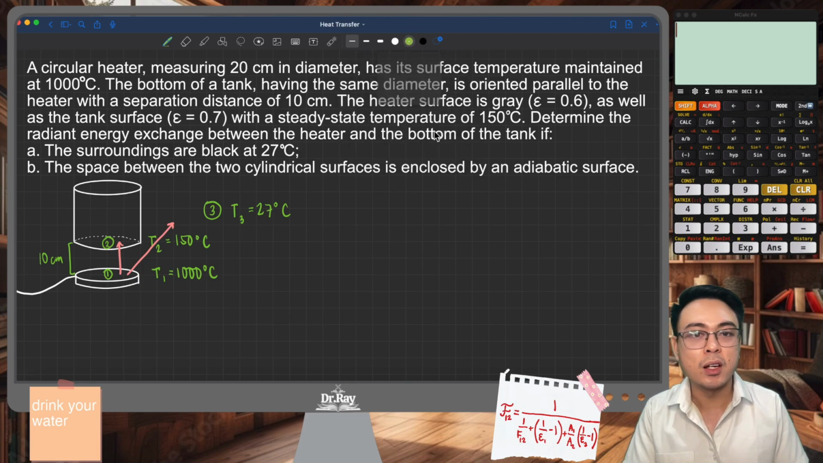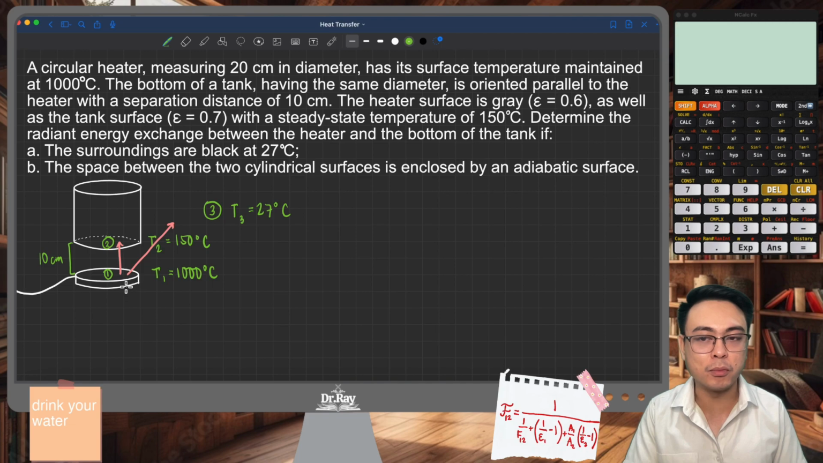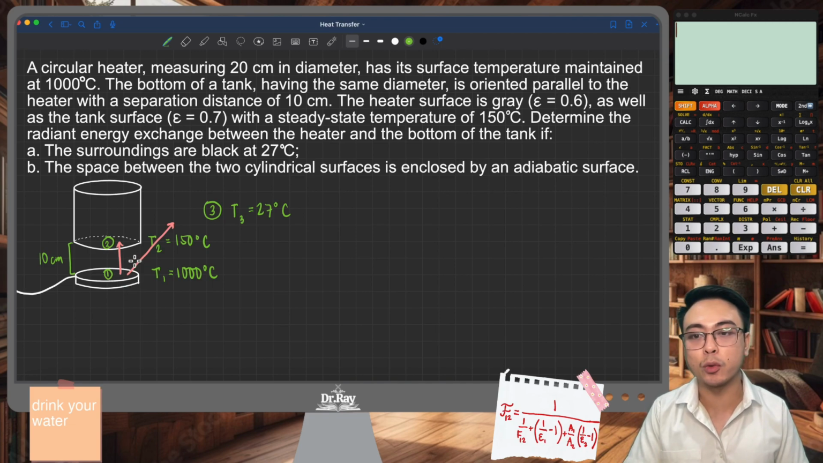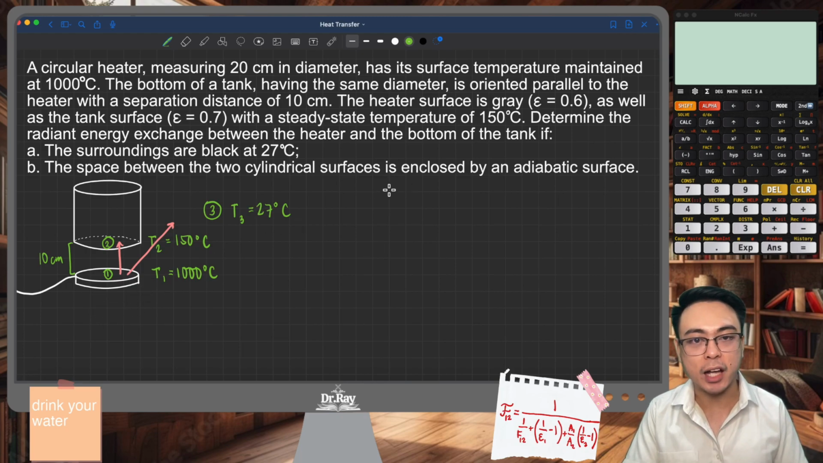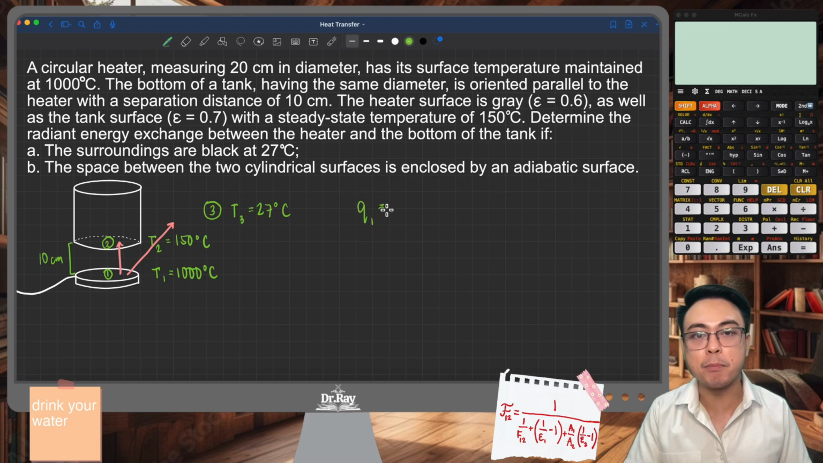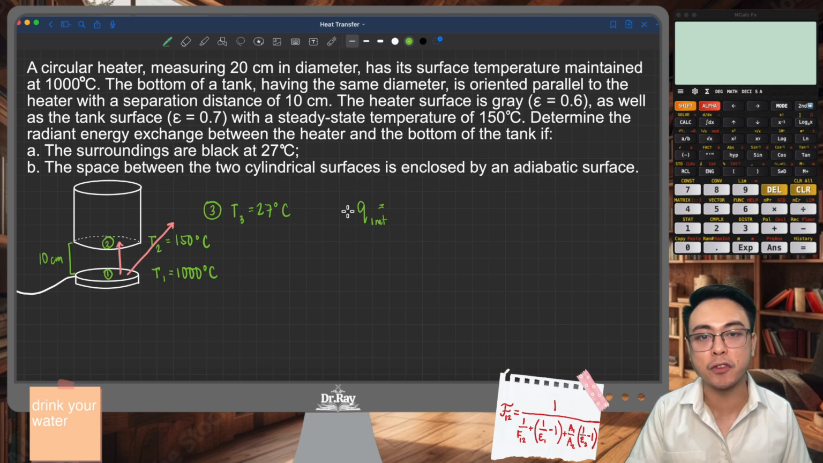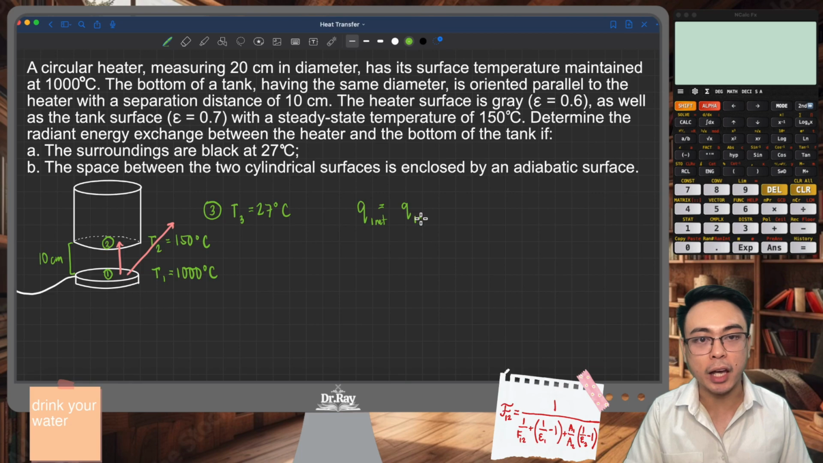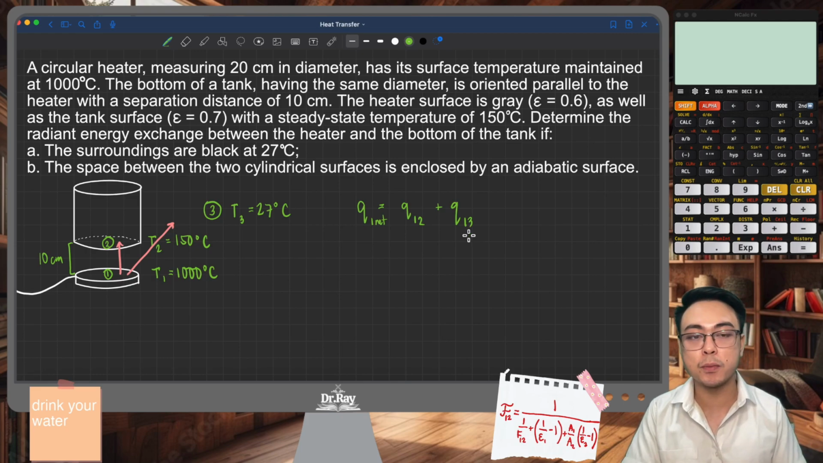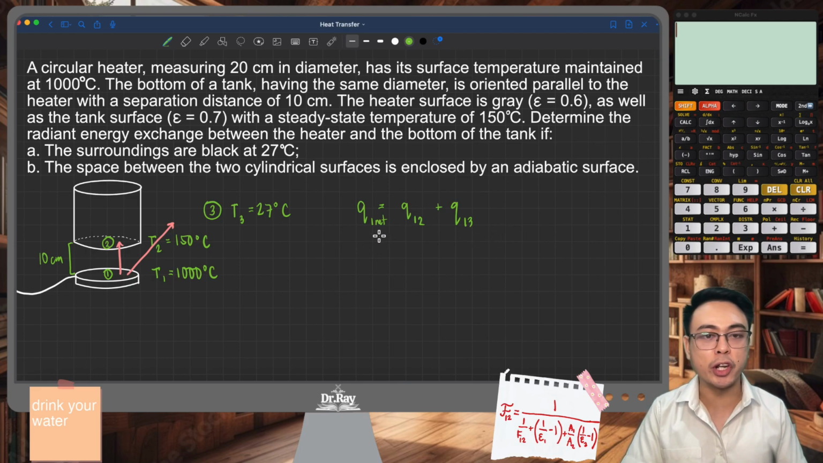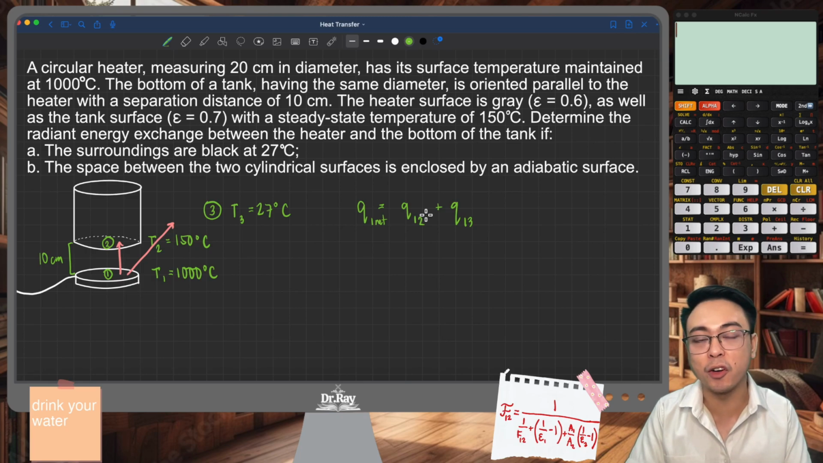So since a portion of the energy coming from surface 1 will hit surface 2, and a portion of that will also hit surface 3, then we can say that all of the energy coming from surface 1 is simply a sum. Let's call that Q1 net, the rate of radiant heat transfer coming from surface 1. It is the sum of the energy leaving surface 1 and hitting surface 2, Q12, plus the energy leaving surface 1 and hitting the surroundings, Q13. In my nomenclature here, the first subscript is the source of the radiant energy, and the second subscript is the receiver of the radiant energy.